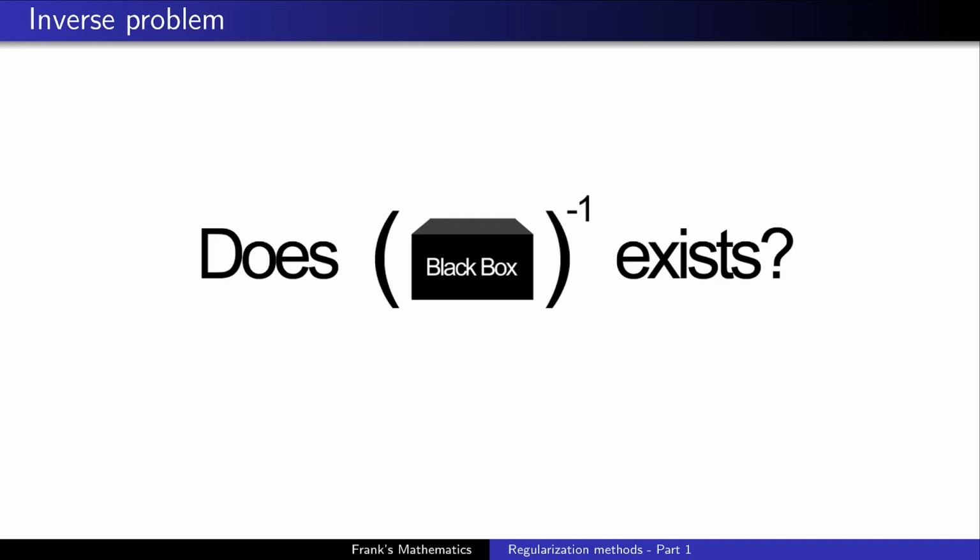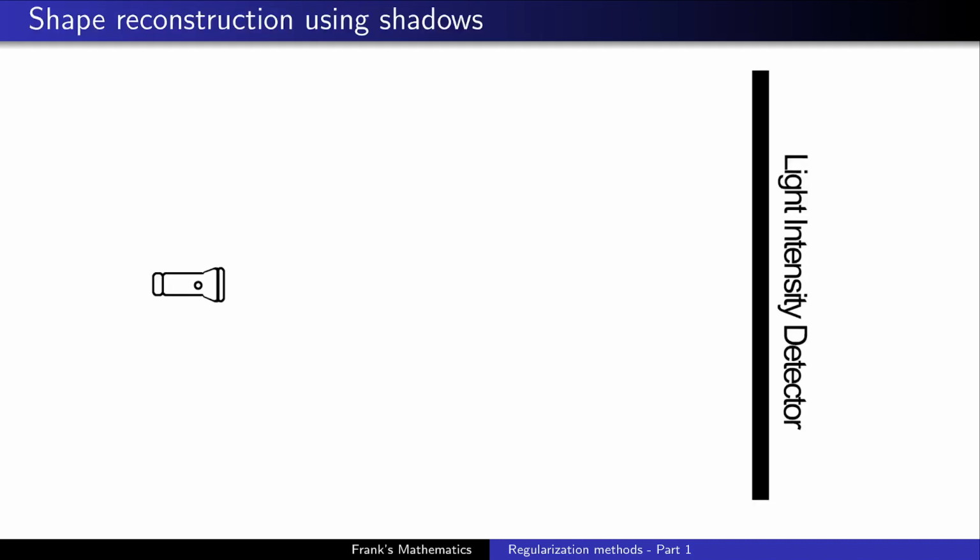And in the following, I will present you a physical system where it's quite clear that the inverse does not always exist. The task is to reconstruct a two-dimensional object just by using its shadows. What does this mean? Assume you have given following physical system.